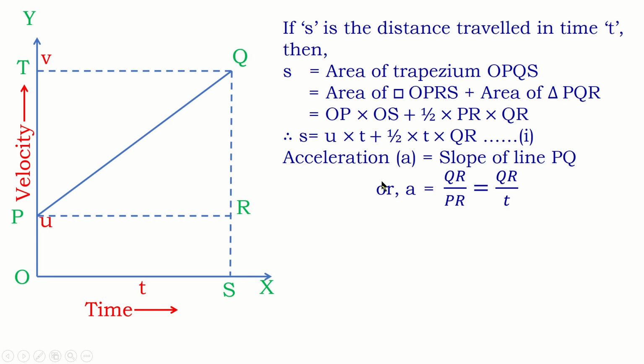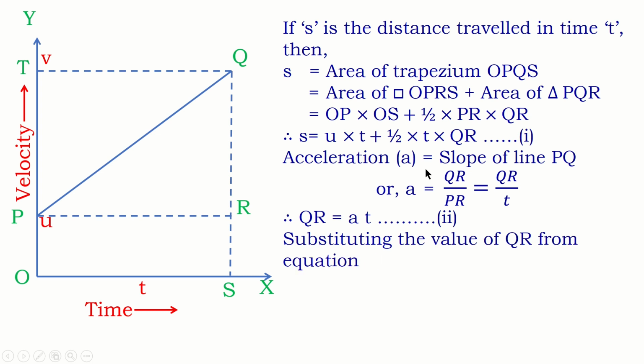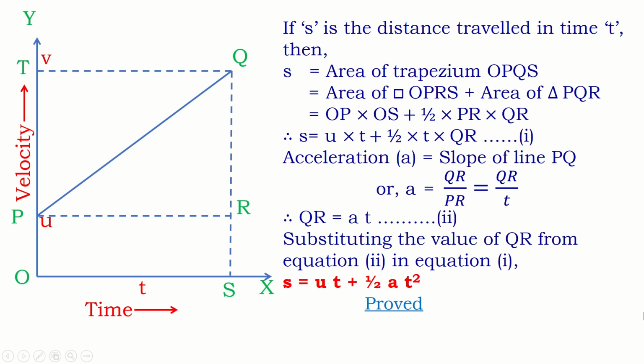So if t is taken to left hand side, we will get what? QR is equal to a into t. This is equation number 2. Now I want to substitute the value of this QR in equation 1. Substituting the value of QR from equation 2 in equation 1, what do we get? S equal to ut plus half at square, because QR is at and t into t becomes t square, half at square. Thus we can prove this equation graphically.